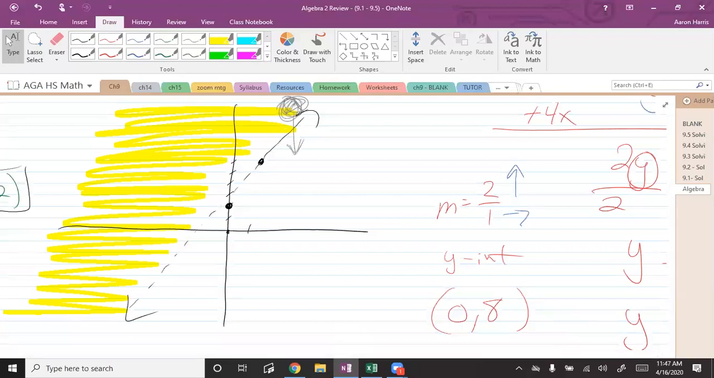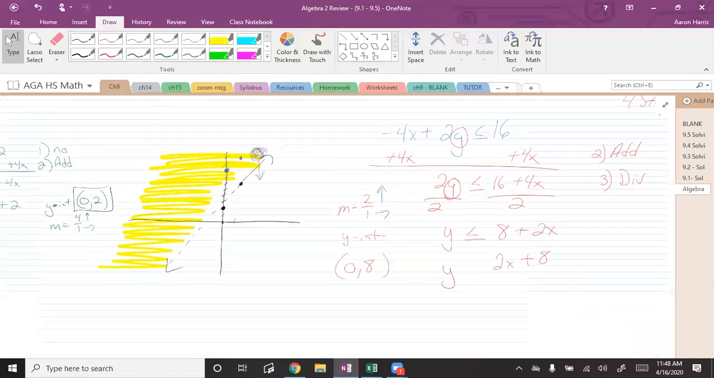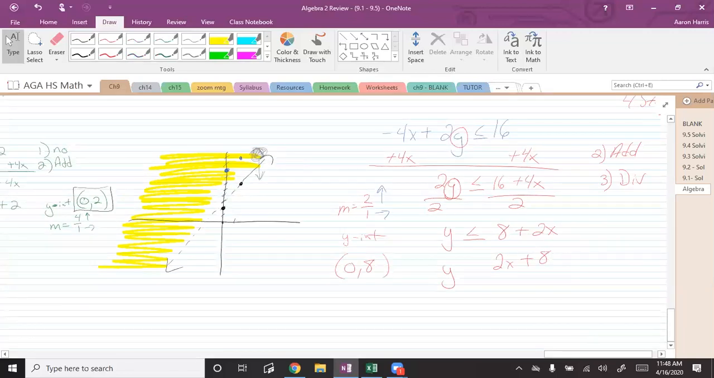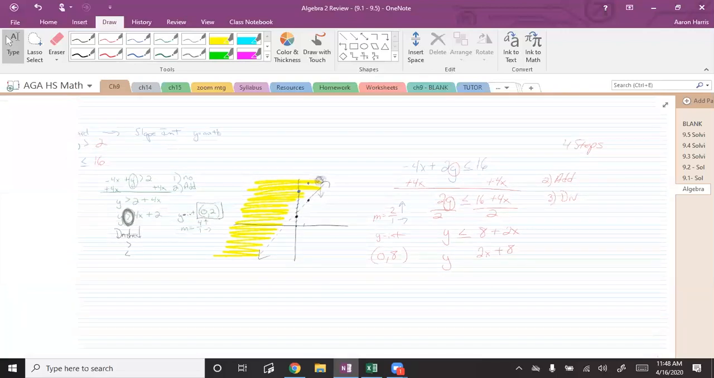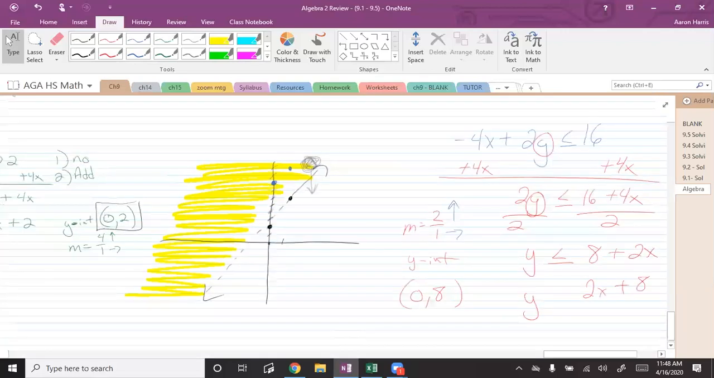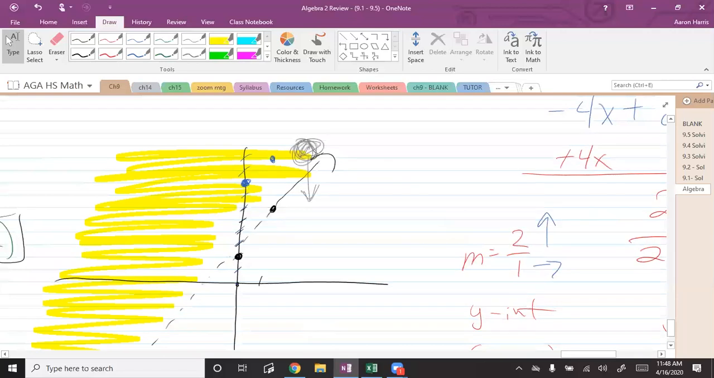Okay, put 0, 8. So here's 0. And I go up 8. 1, 2, 3, 4, 5, 6, 7, 8. And then up 2 again and then right 1. You draw the line. All right, we're good there. Solid line or dashed? Solid.